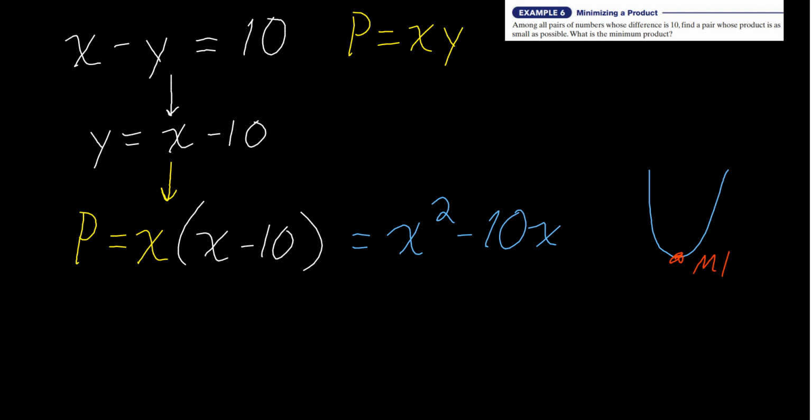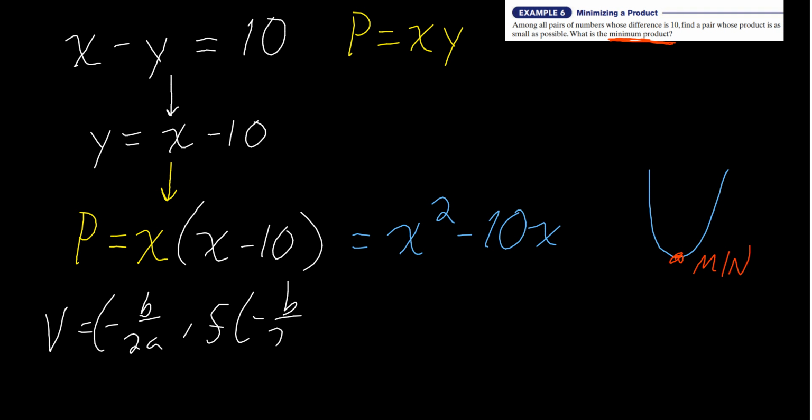Okay, and let's actually keep that there. All right, so my vertex is going to be negative b over 2a, and then the function at negative b over 2a. Let's fix that up a little bit.